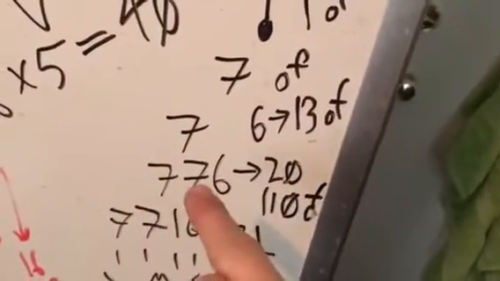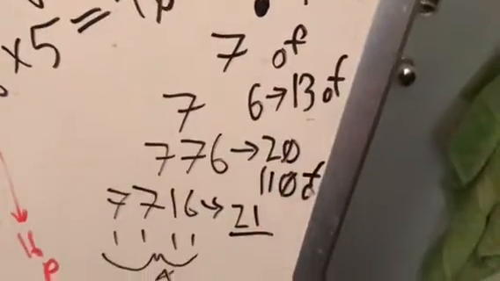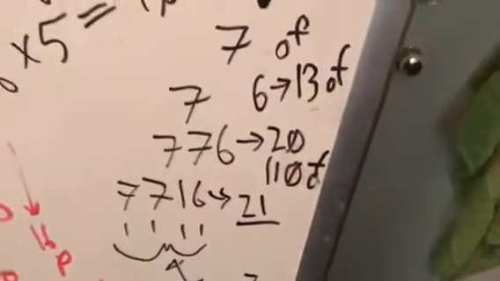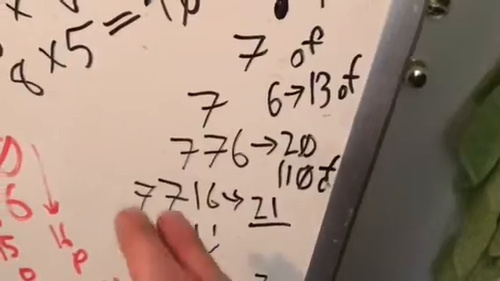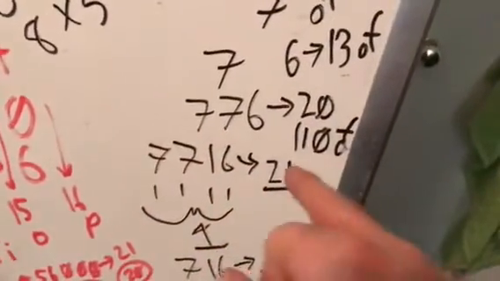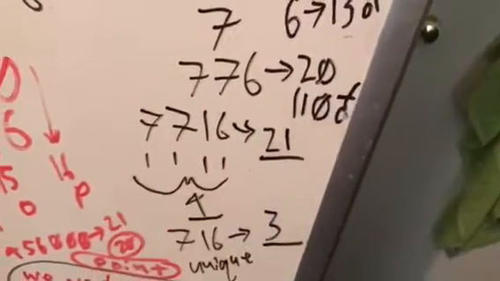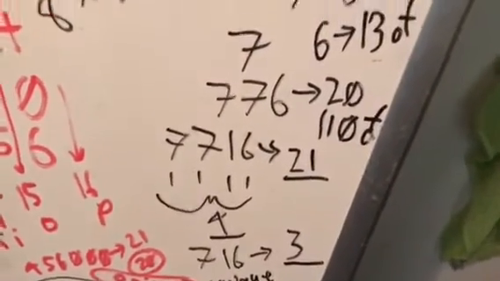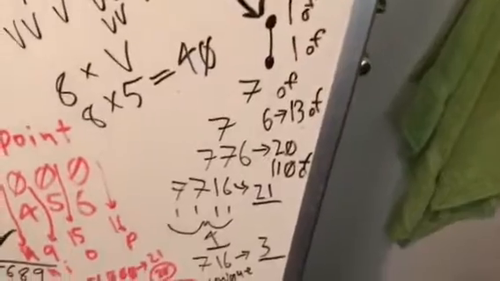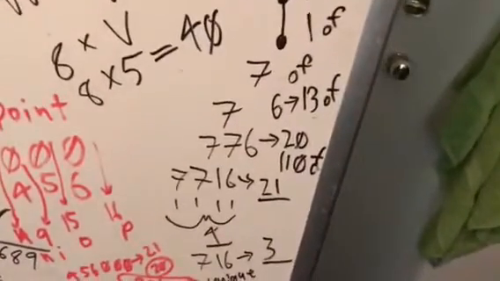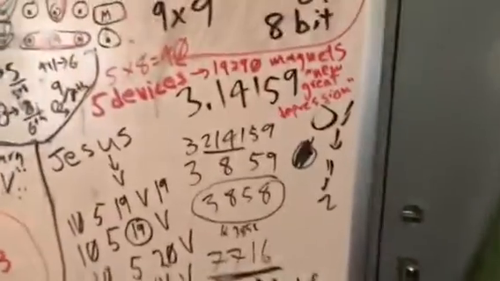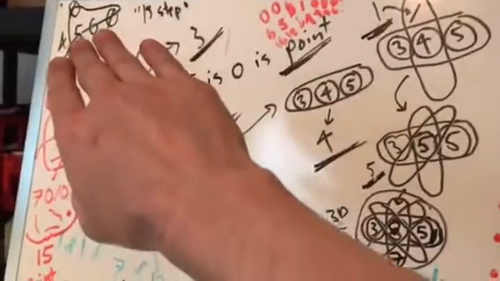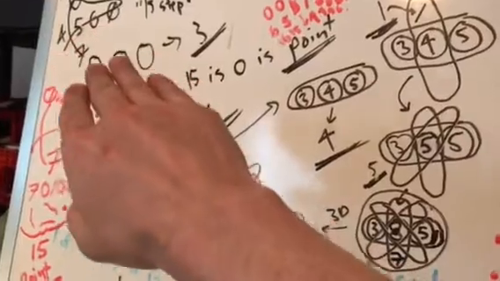776 is a 20. It's 14 and 6 is 20. And a 2 in Roman numerals would be a 1, 1. That looks an awful lot like 110. And 7716 summed together is 21. There are 4 characters, but 3 of them are unique. Lo and behold, 7716 is a representation of 1 of 1 of 7 of 13 of 110 of 2143. That you should know.